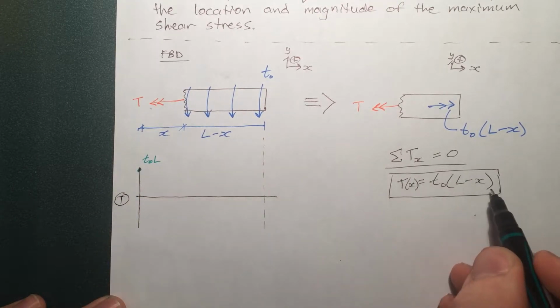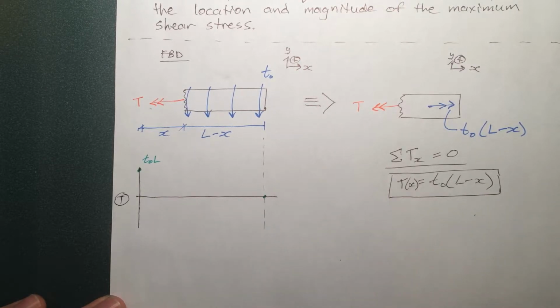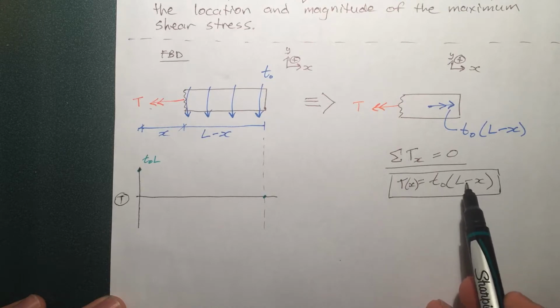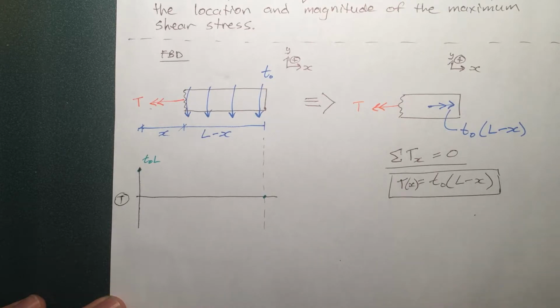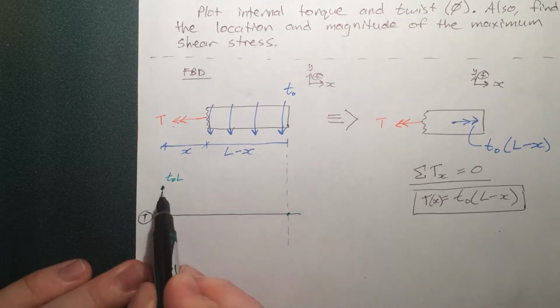When x is equal to L, this whole thing becomes 0. And in between, it varies linearly because x is to the 1 power. And it's minus x, and that's going to be a negative. If you take the derivative, you find that to be negative. So the slope is negative.